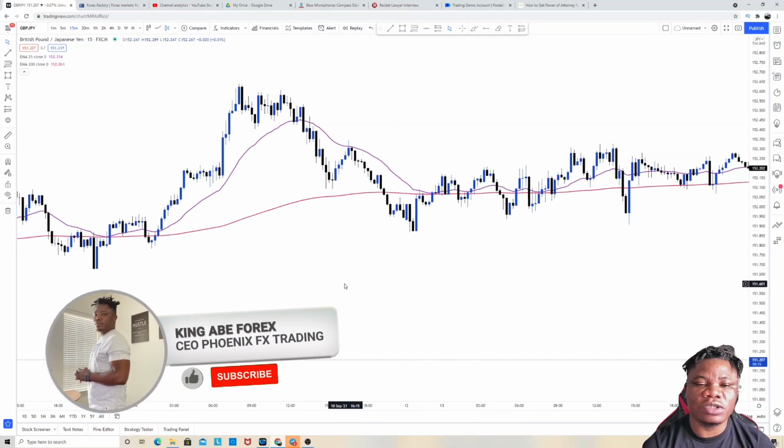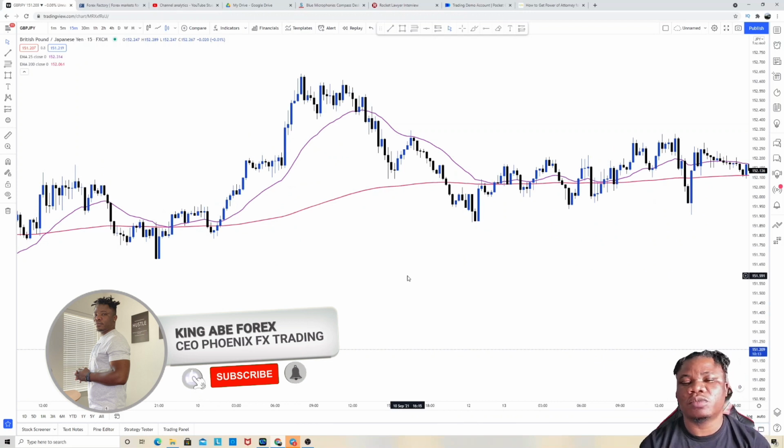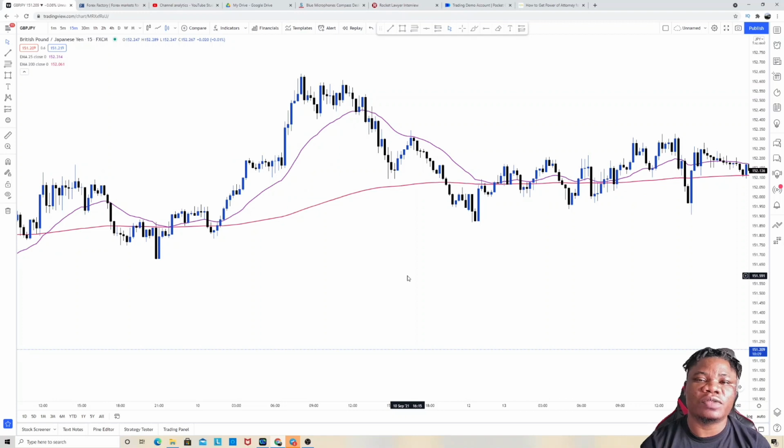Now, to use this strategy, what we need to be looking for is price to be above the 200 and also above the 25 EMA. Once price is above those two indicators, we take a buy position. And once price is below the two indicators, we take a sell position.